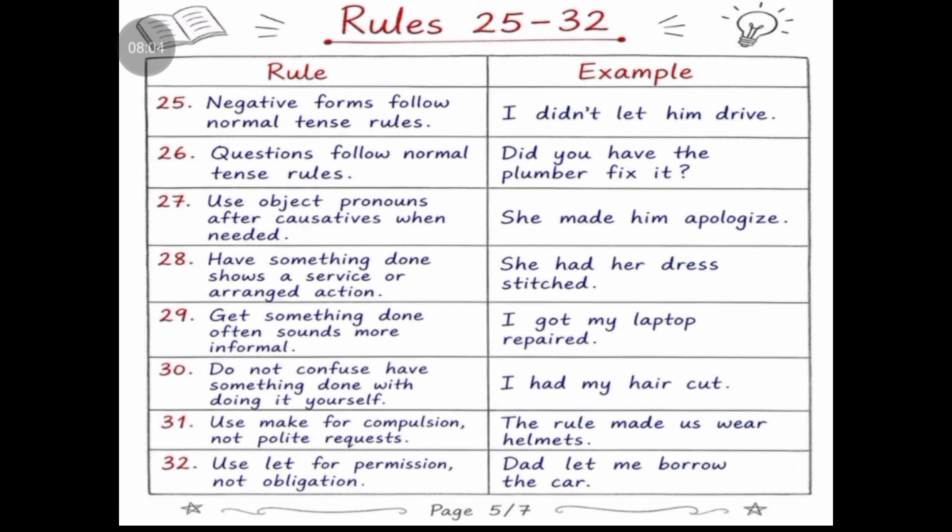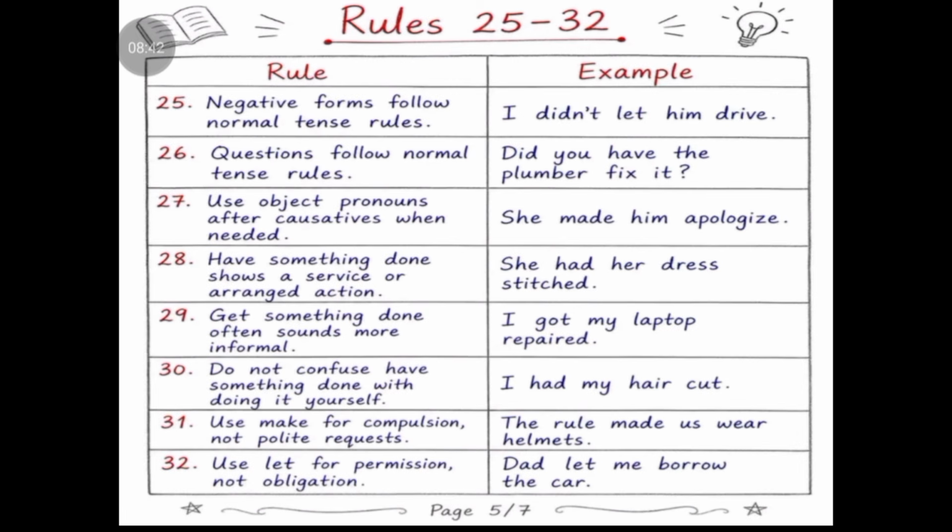Number 28, have something done shows a service or an arranged action. That means it is something that has been planned earlier on. For example, she had her dress stitched. That means this action had already been planned in the past. Get something done often sounds more informal. That means it's not official. You know, I got my laptop repaired. You can even say, I had my laptop repaired.